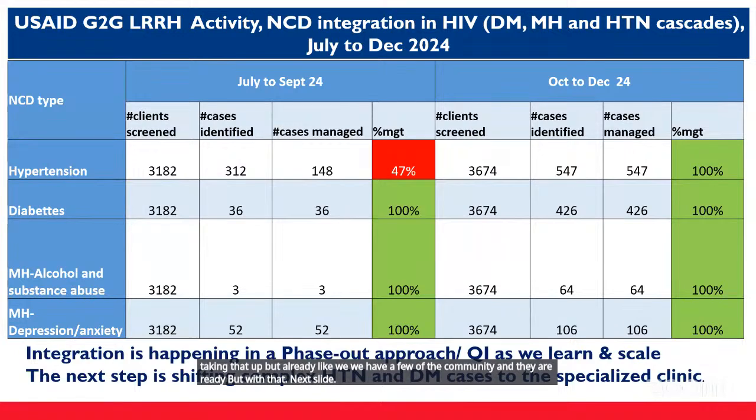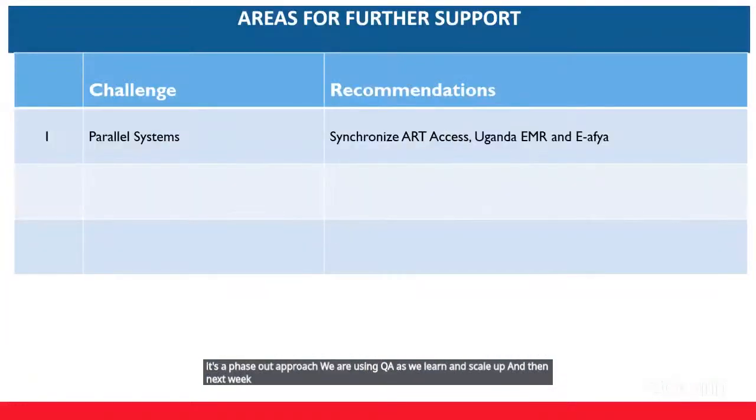This is just to show that as a hospital we are already taking care of the other NCDs. The medical specialized clinic is already taking care of hypertension, diabetes, and now the bigger component being HIV. But one thing that we are saying is it's a phase out approach. We are using QI as we learn and scale up. And then next week, we have our complex cases of the DM cases now being shifted into the ART clinic.